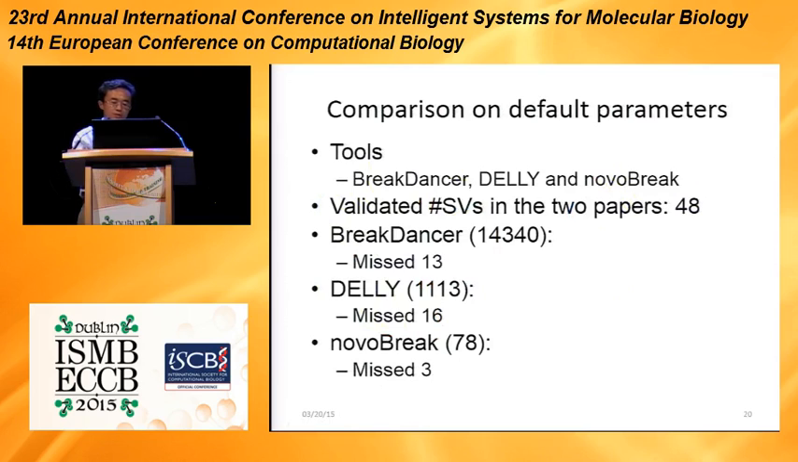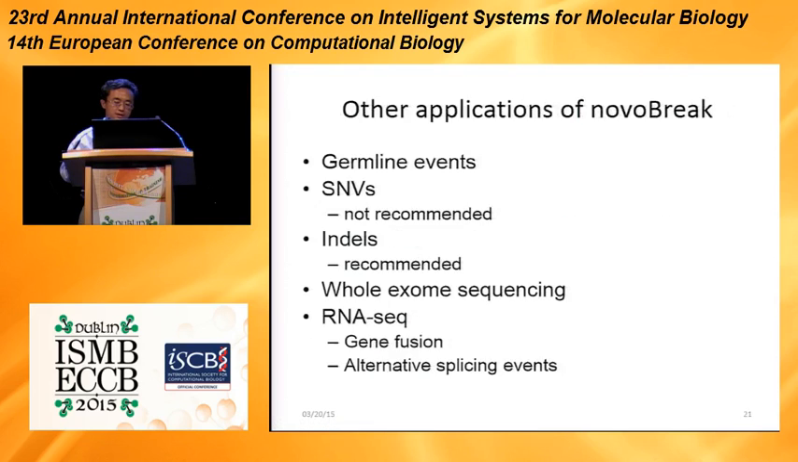And if we compare with some other algorithms, BreakDancer, which is also written by our group, and also Delly and others, of the events which have already been validated experimentally, we're missing the least number of events. So this is basically our preliminary result from real validated data. We are looking forward to seeing what the validation results will be from the DREAM Challenge as well as the ICGC first 63 genome validation results.